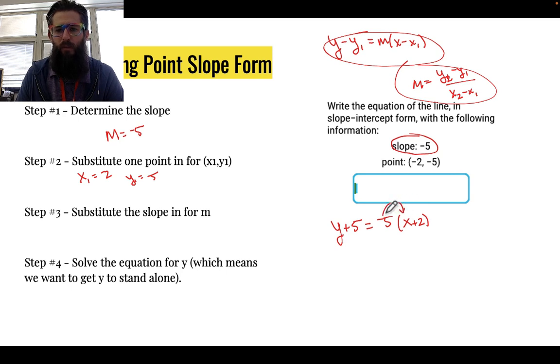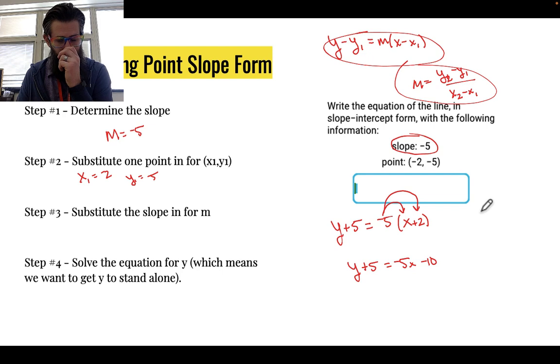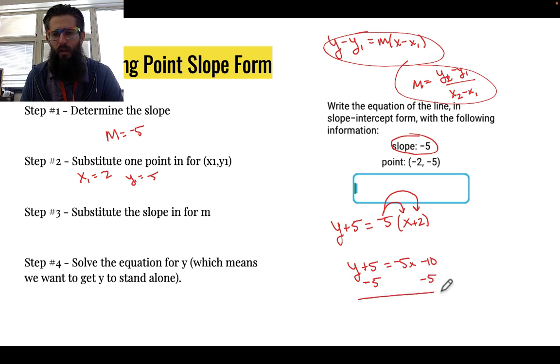So first step, as we've been doing, is we're going to distribute the slope to each of the terms in that binomial. So y plus 5 is equal to negative 5x minus 10. As we know, negative 5 times positive 2 is a negative. And then the last step is we identify that this is addition, so we want to perform the inverse operation, which would be subtraction. So we're going to subtract 5 from both sides. 5 minus 5 is 0. So we're left with y is equal to negative 5x minus 15.